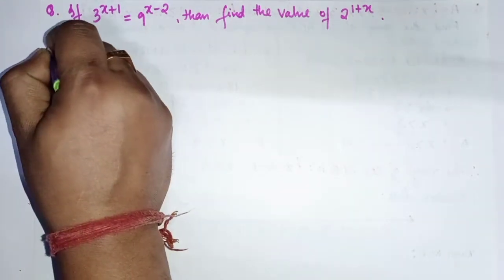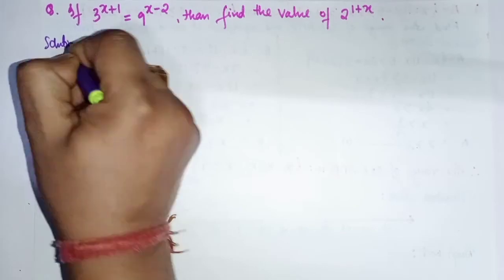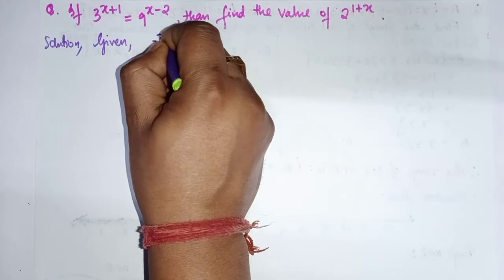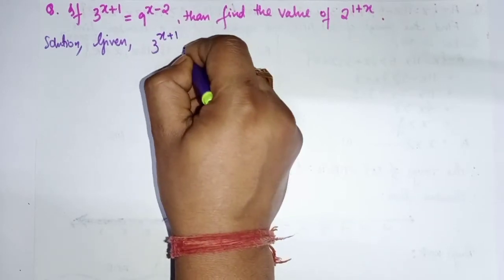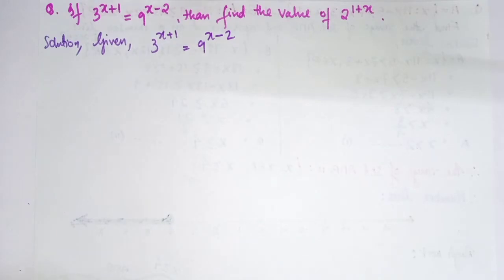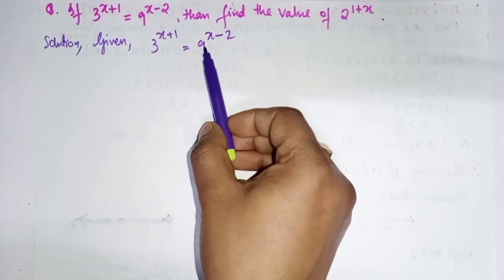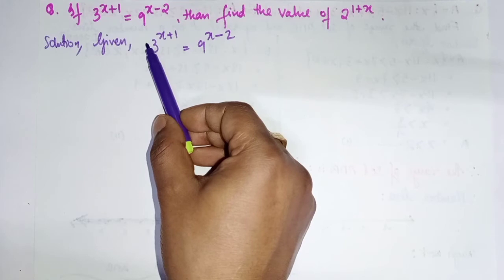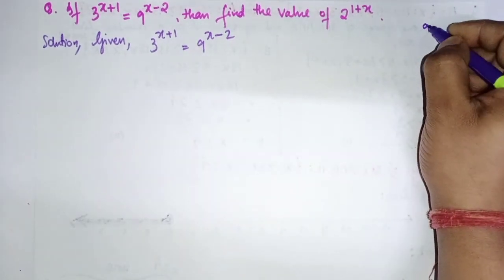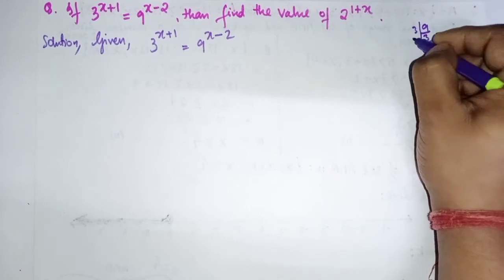So let's start. Solution. Given 3 to the power x plus 1 equals 9 to the power x minus 2. I always told you to make it in indices form. This side I can't make, but I can make the 9. So what can I do with 9? 9's LCM is, yeah, 3 3s are 9, 3 1s are.